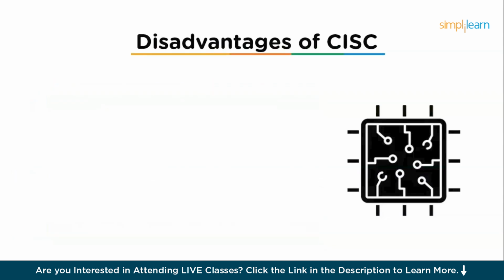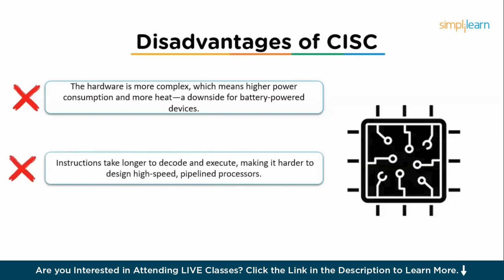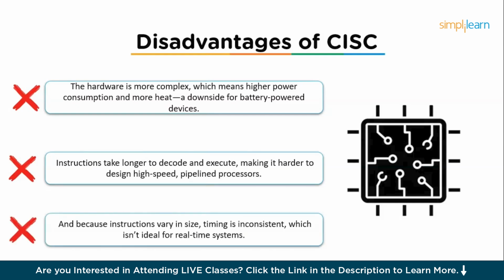Then let's understand the disadvantages of CISC. It's not perfect. The hardware is more complex, which means higher power consumption and more heat. That is a downside for battery-powered devices. Instructions take longer to decode and execute, making it harder to design high-speed pipelined processors. Because instructions vary in size, timing is inconsistent, which is not ideal for real-time systems.